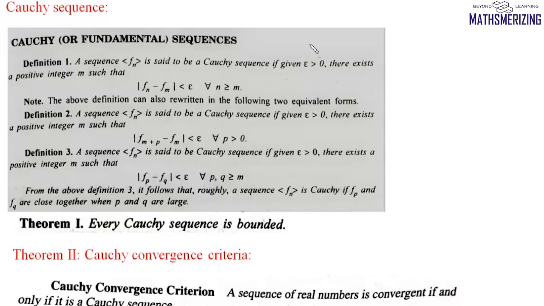Now the next thing that we'll study in sequences is the Cauchy sequence. Now Cauchy sequences are also called fundamental sequences.